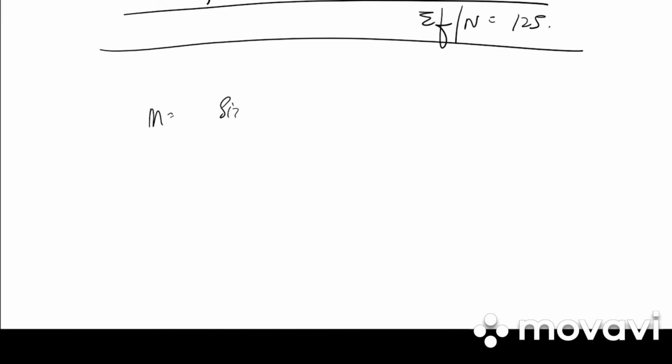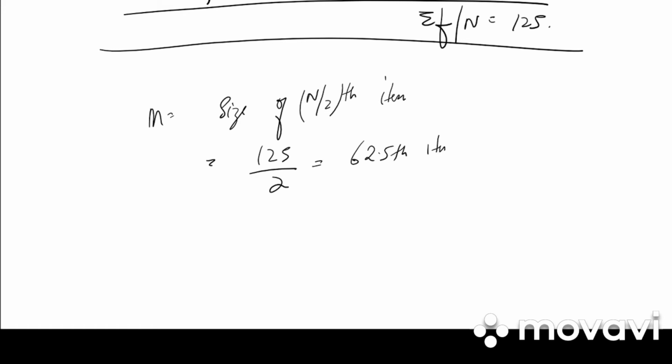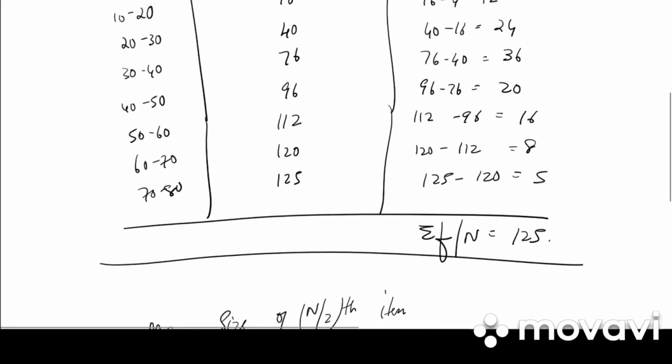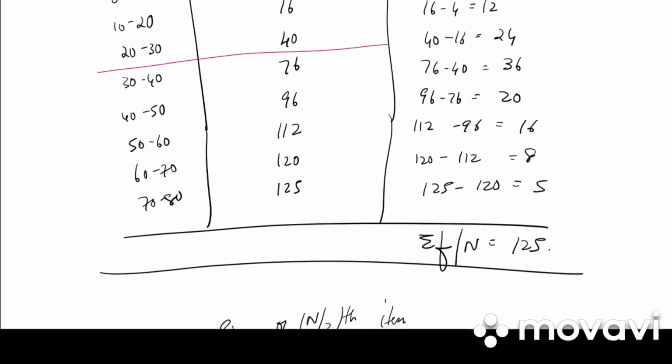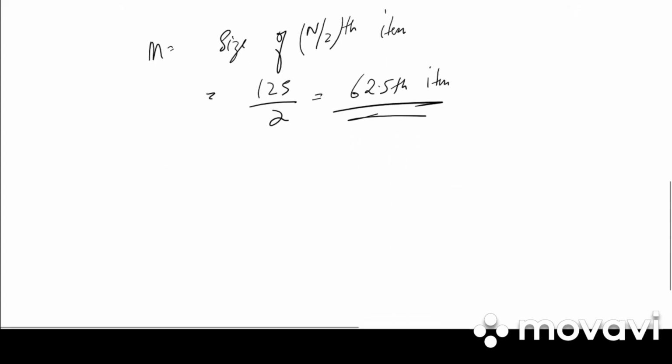M is equal to size of N by 2 item. 125 divided by 2, 62.5th item. Go to the cumulative frequency, it is 30 to 40. So we have median class 30 to 40.